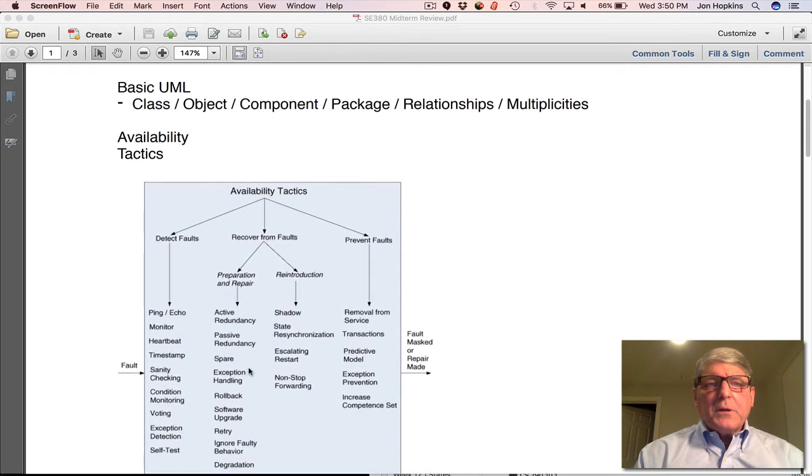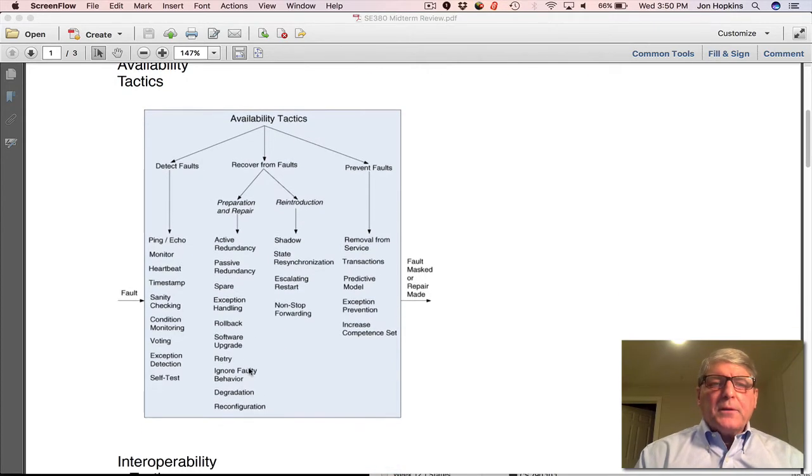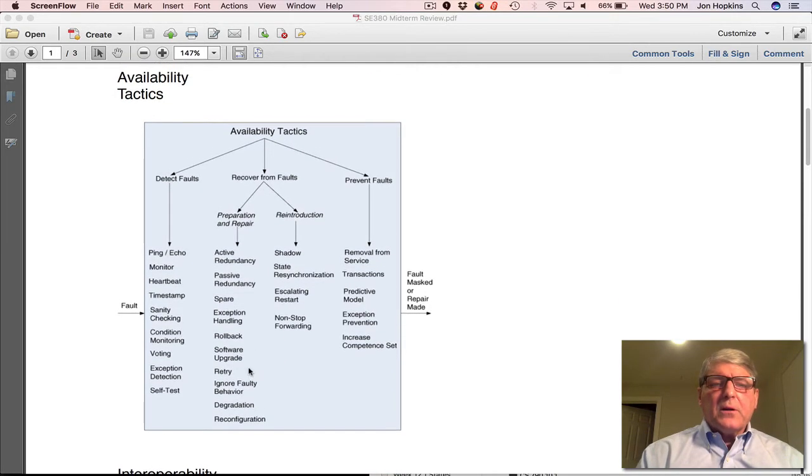You'll of course want to know some basic UML for class diagrams, object diagrams, or interaction diagrams. The notion of components and packages, which we saw, the ability to label relationships, and the notion of multiplicities. This is all stuff that we've seen in class and that we've used to deliver the documents in the labs.